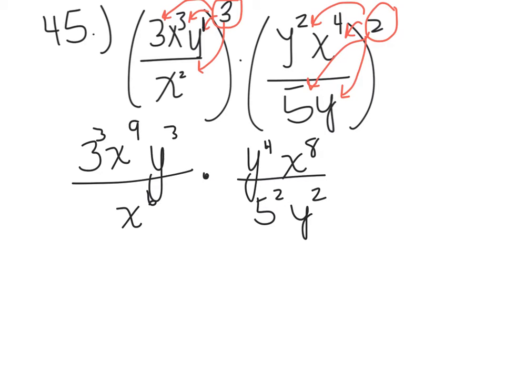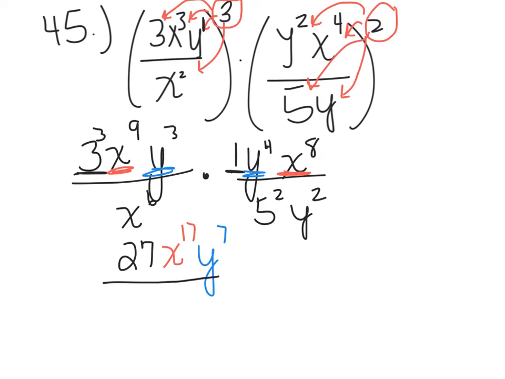So I start by looking at my numbers in the numerator. This is really 1. 3 cubed times 1 is 27. 3 times 3 times 3 is 27. Next, I'm going to look at my like bases of x. Whenever you multiply like bases, you add their exponents. So this becomes x to the 17th. 9 plus 8 is 17. I then look at my like bases of y. Y to the third times y to the 4th is y to the 7th.